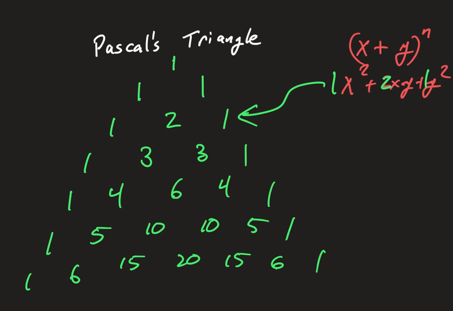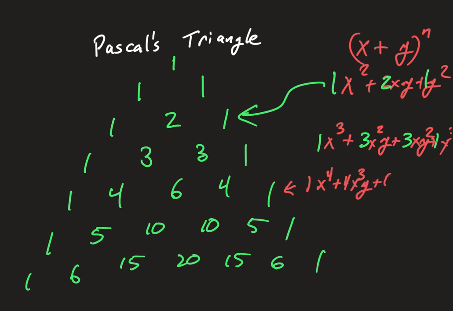If I were to take x plus y and cube it, I would have coefficients of 1, 3, 3, and 1. And it would be x cubed, x squared y, xy squared, and then y cubed. And then we'll have plus in between them. If I do it to the fourth power, I would have then this row. It would be 1, because that's the 1 over here, x to the fourth plus 4x cubed y plus 6x squared y squared. See how the power is, as one's going down, the other one's coming up, plus 4xy cubed.